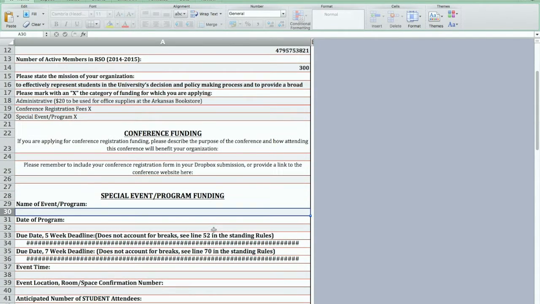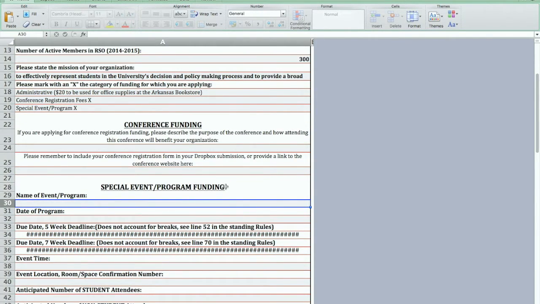So the name of the event, we're actually going to be having an event that is centered around the Safe Ride program, which offers U of A students rides if they're ever in an uncomfortable or vulnerable situation. You can call up 575-SAFE on campus, or anywhere in Fayetteville, and they will take you to your destination so you can get there safely.